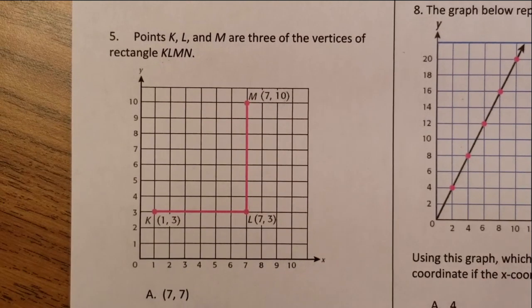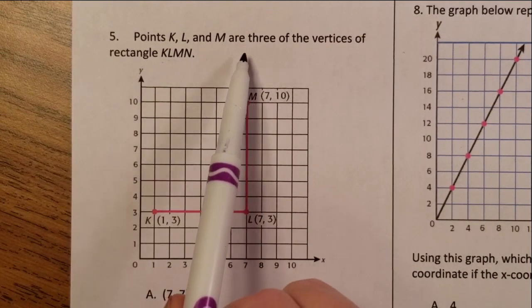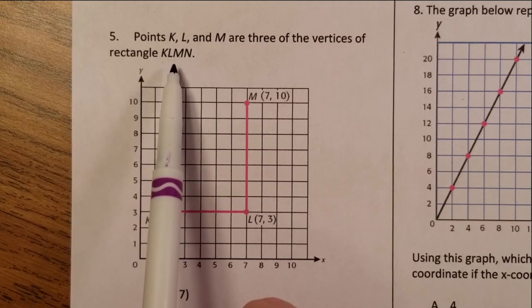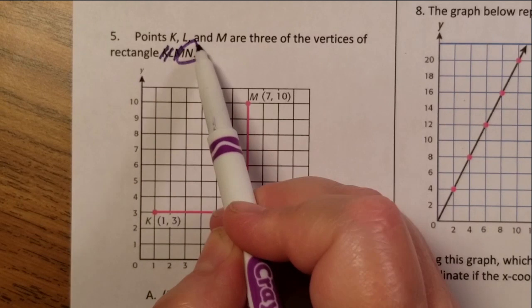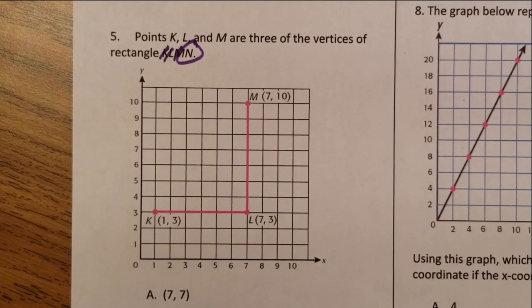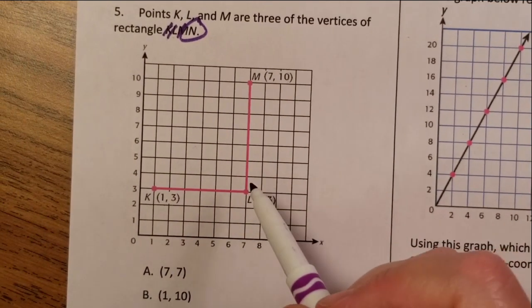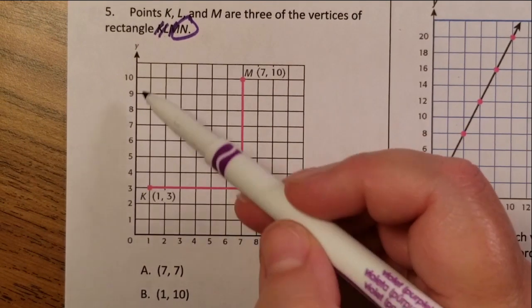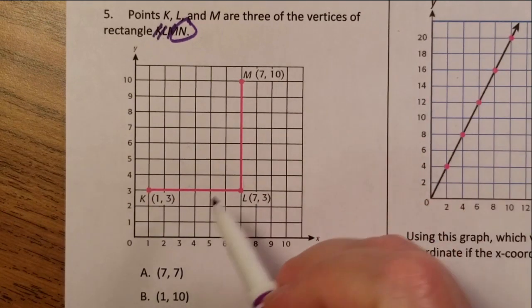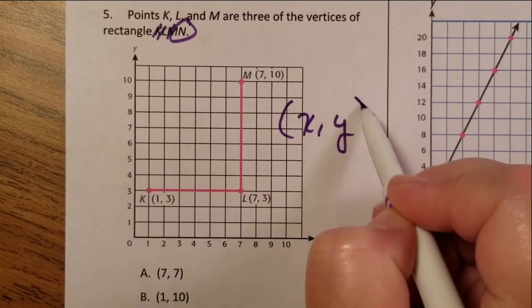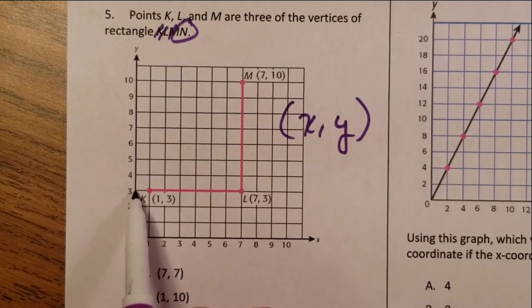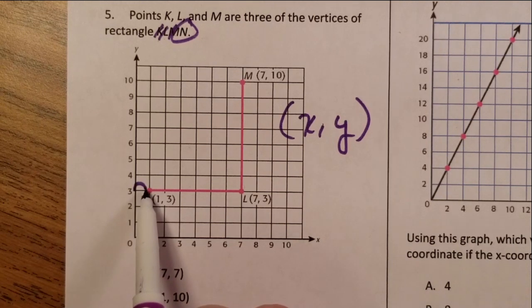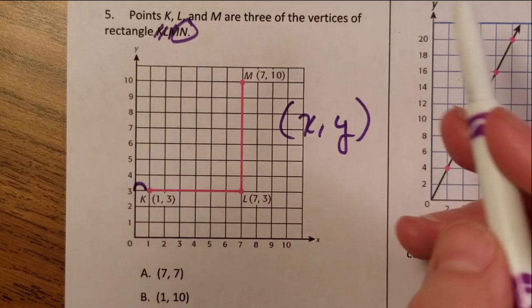On number 5, points K, L, and M are 3 of the vertices of rectangle KLMN. So we have K, L, and M. So we are looking for the vertex for N. Now a rectangle has all 90-degree angles, which means this side is going to be parallel to this side. So we're going to find our X, Y coordinate. X is right and left. So from over here, it comes over 1 unit. So we know up here, it's going to come over 1 unit.